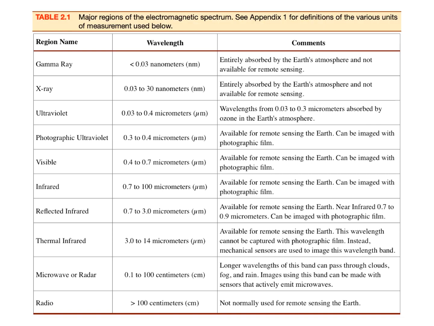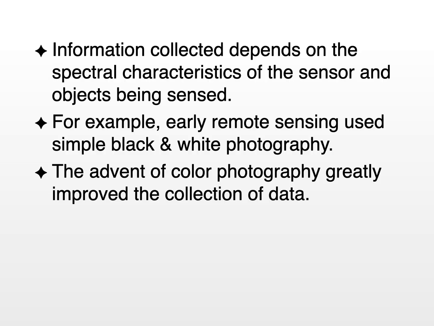This table shows some of the major regions of the electromagnetic spectrum. They're listed there: gamma ray, X-ray, ultraviolet, photographic ultraviolet, visible photographic bandwidth, infrared, reflected infrared, thermal infrared, microwave or radar, and radio wavelengths. Each one of these has a different ability to sense objects in the environment. Information collected depends on spectral characteristics of the sensor, what wavelengths it can view, and the types of objects being sensed.